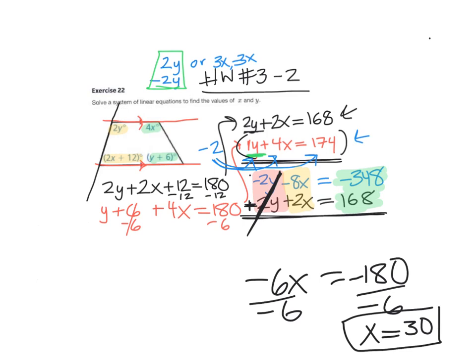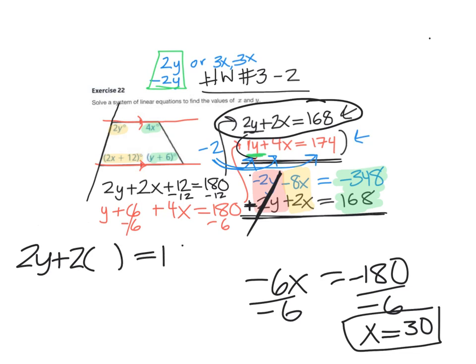Then I'm going to go back to one of my equations. It really doesn't matter which one. I'm just going to go back to this one. You could go back to any of them. And I'm going to plug in my x. So I'll leave a little parenthesis. I'm going to plug in 30 because x is 30. That gives me 60.